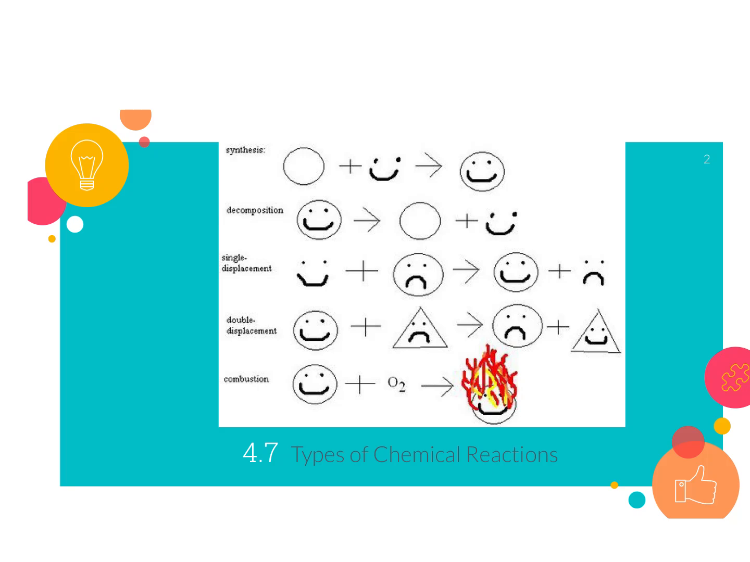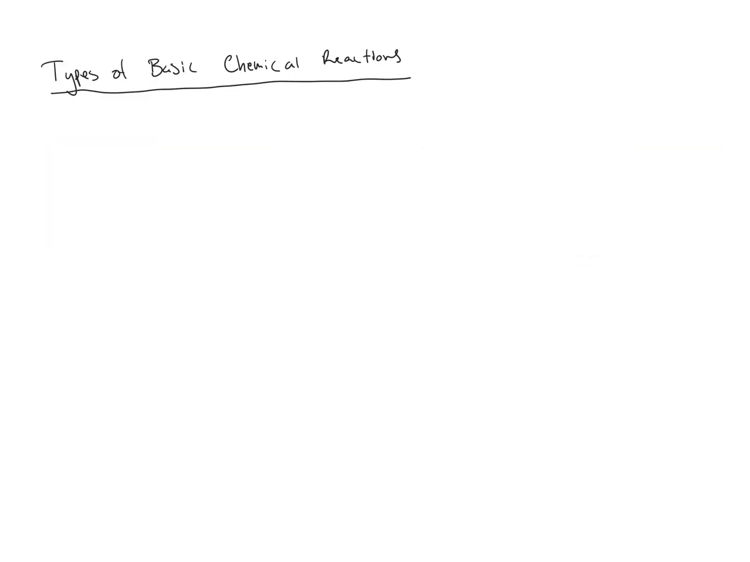Hi everyone, today we're going to be talking about topic 4.7, the types of chemical reactions. We're thinking of the types of basic chemical reactions. There are really 5 major reaction classes that we are mostly going to be concerned about in AP Chem. The first is known as composition, also sometimes referred to as synthesis.